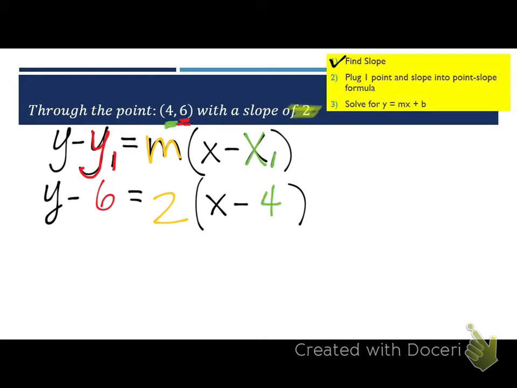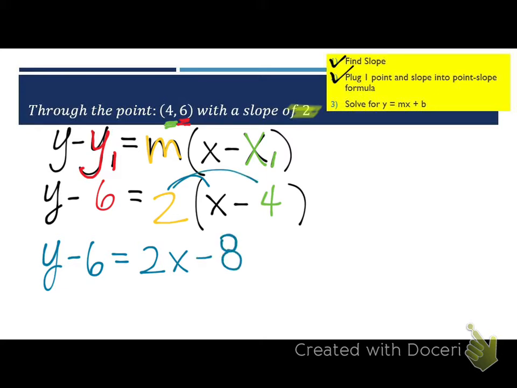So we plugged in. Now it's solve for y equals mx plus b. Solve for y. So what do I need to do next? Distribute. The left side will stay the same. 2 times x is 2x. 2 times negative 4, negative 8. Add 6. And y equals 2x minus 2.